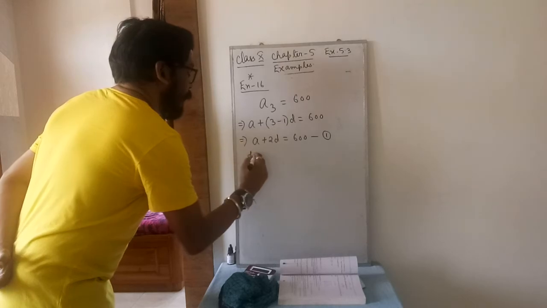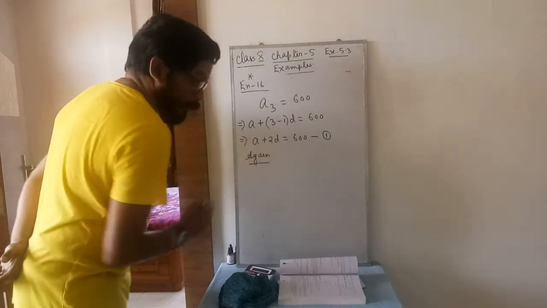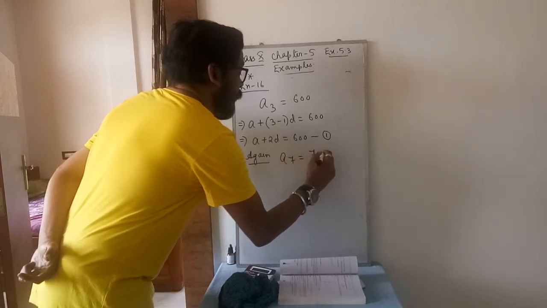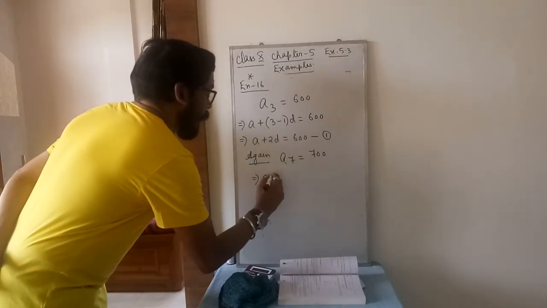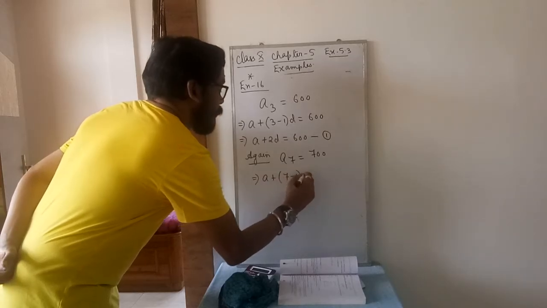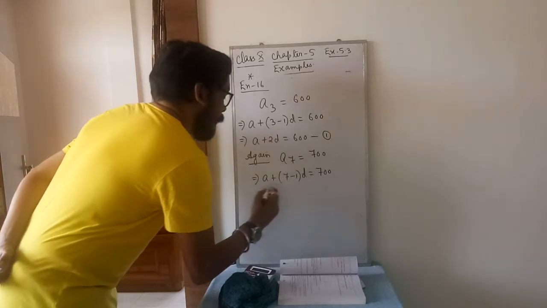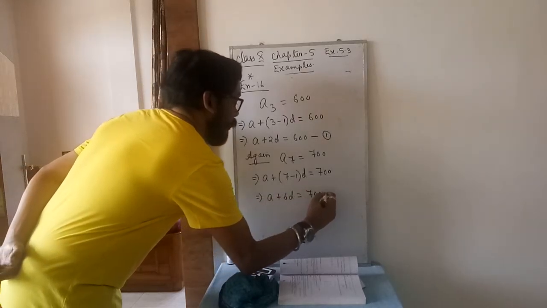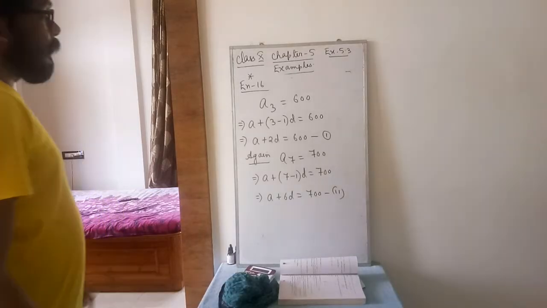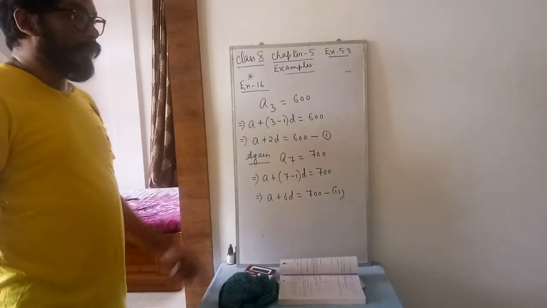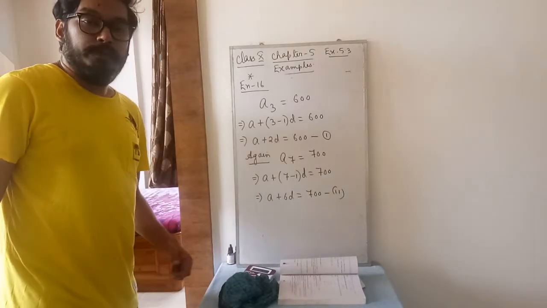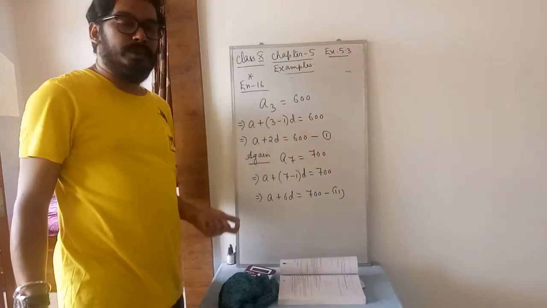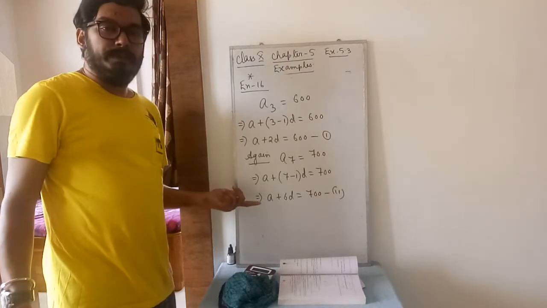Equation 1. Then they have given production in the 7th year, means A7. A7 they have given 700. So A7 means A plus 7 minus 1 into D equal to 700. So A plus 6D equal to 700. Equation 2. If you remember, I have said earlier, when you get two equations of A and D, you have to find the value of A and D by applying any method: elimination, substitution, cross multiplication. Here we will do subtraction and we will get it.